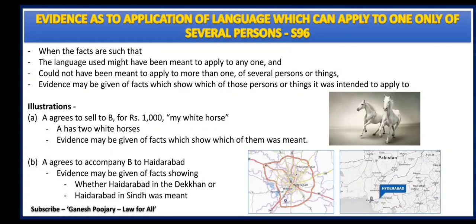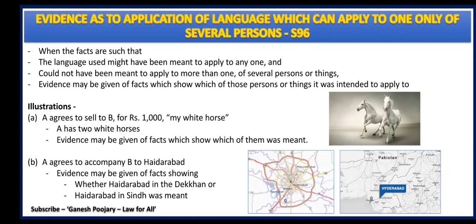The section says when the facts are such that the language used might have been meant to apply to any one and could not have been meant to apply to more than one of several persons or things, evidence may be given of facts which show which of those persons or things it was intended to apply to.